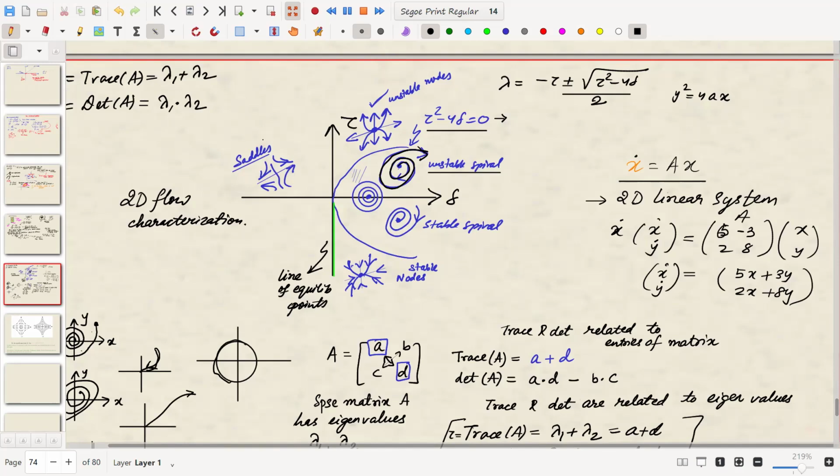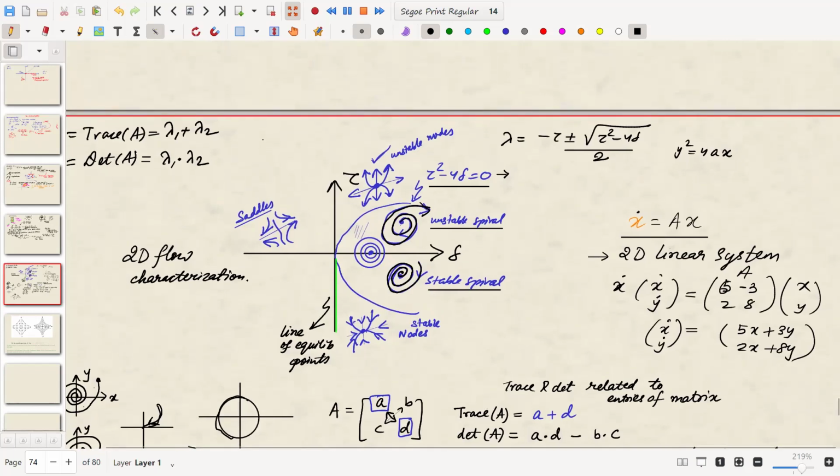Then you move to the quadrant below, and you can see that the spiral is now inwards, like it is moving like this. Totally opposite behavior. It is converging to an equilibrium point. That is a stable equilibrium. So this is a stable spiral. You can see that this is when the trace is positive.